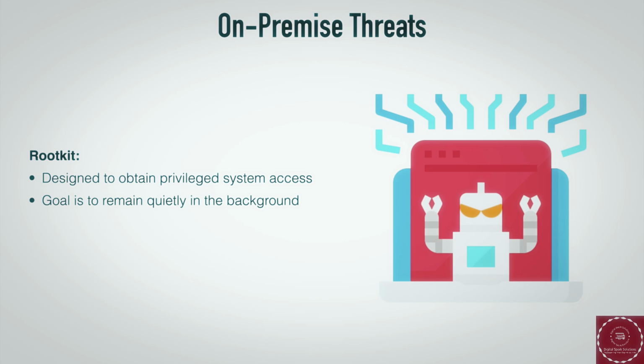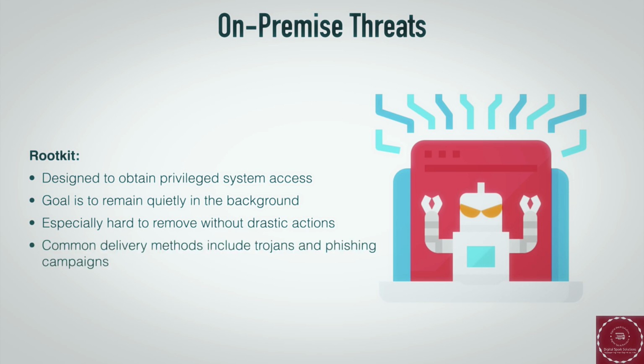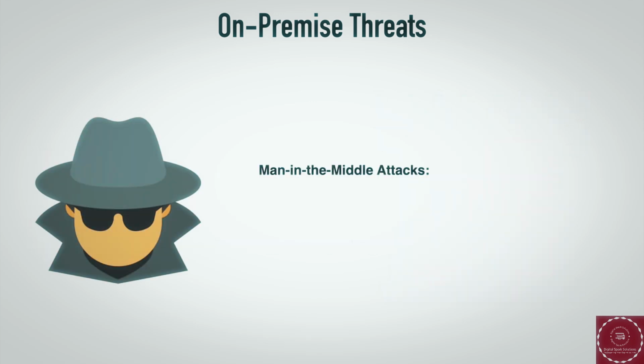And although there are ways to detect rootkits, they are especially hard to remove. In fact, the only option for removal in many cases is to completely wipe and reinstall the operating system. Rootkits can be delivered through many ways, such as Trojans or phishing attempts. Man-in-the-middle attacks are also well known.